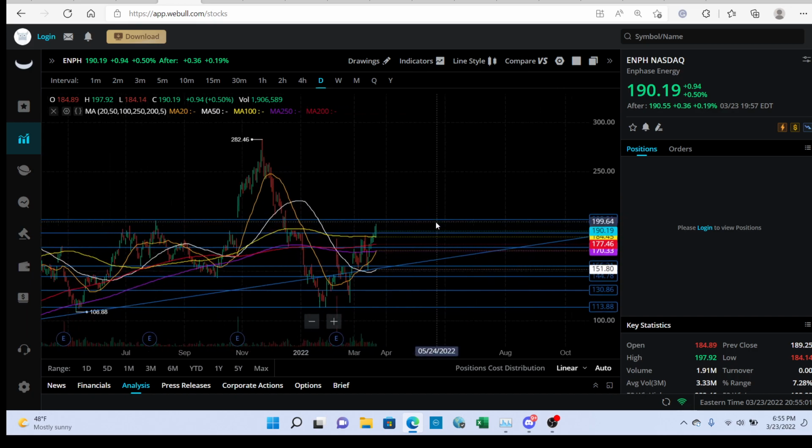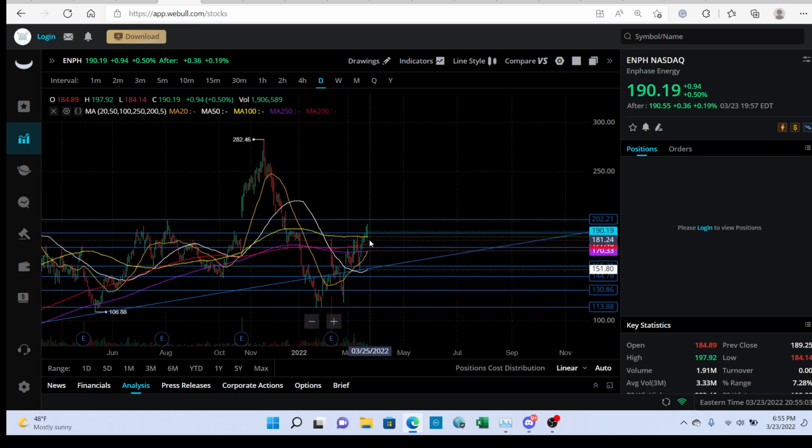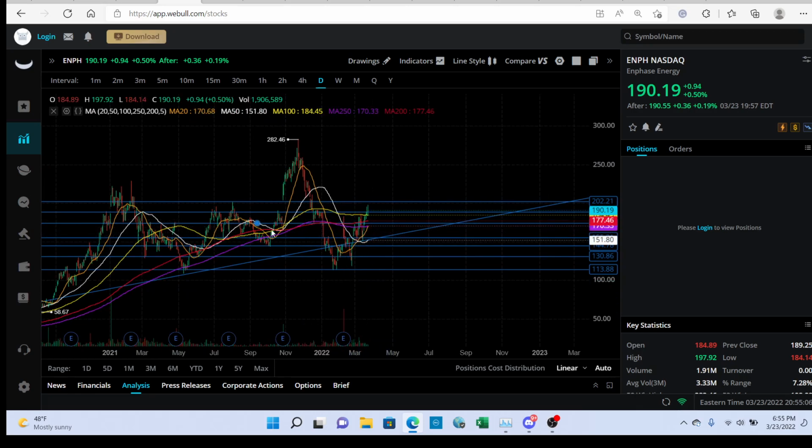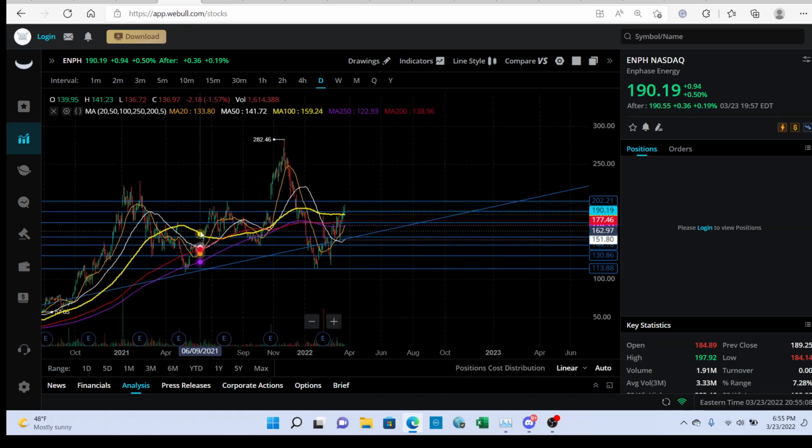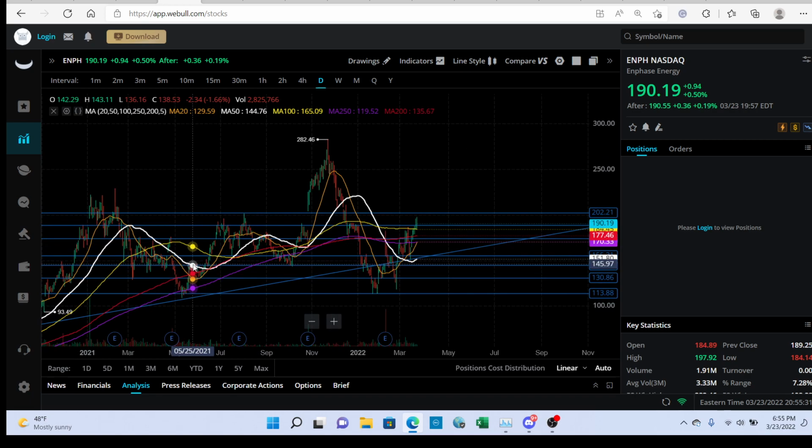Now, where I do think ENPH is a good buy would probably be in this midpoint between where the base of this shoulder is and the actual head of the shoulder. So I would say anything in this 140-ish area is a decent area to be buying. So particularly, I would say right around here, 146.